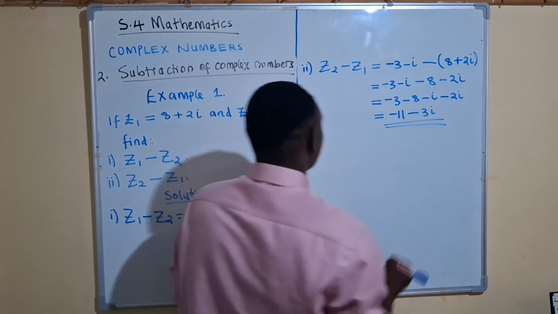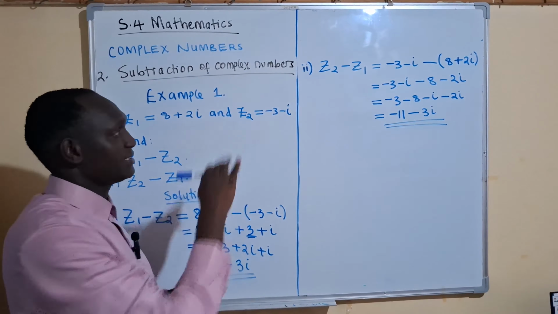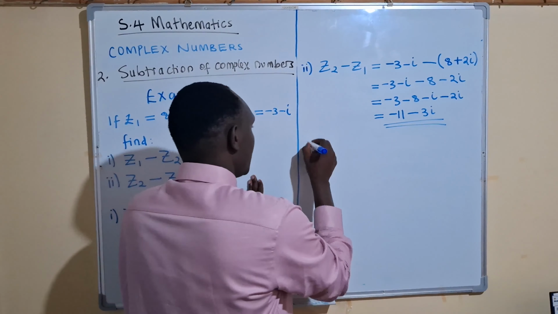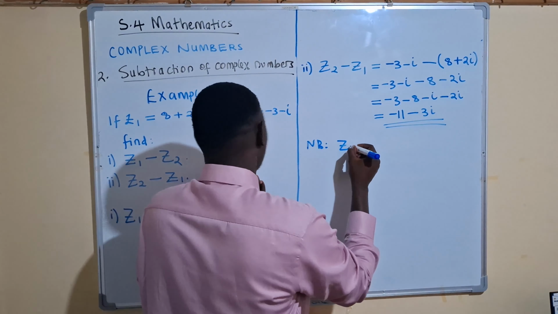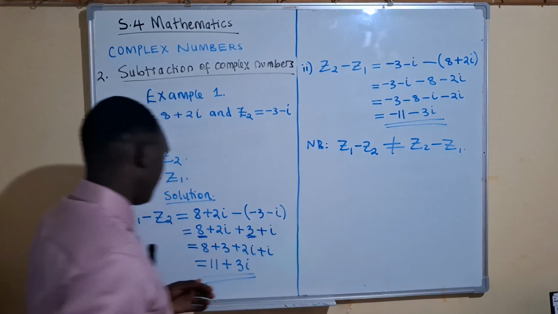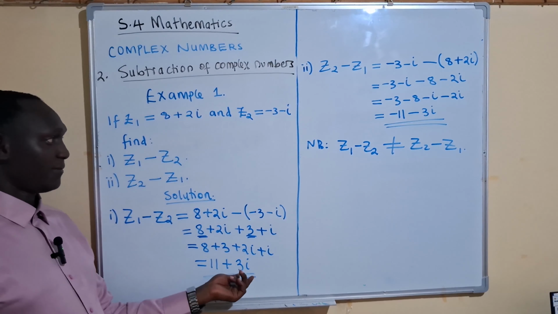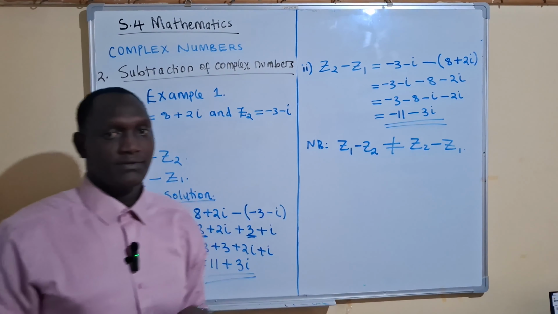So what have you noticed? Z1 minus Z2 is not the same as Z2 minus Z1. Let me just put it here as an NB. The first one is Z1 minus Z2 is not the same as Z2 minus Z1. As you can see, Z1 minus Z2, here we have positive 11 and positive 3i. But after changing it to Z2 minus Z1, we have here negative 11 and negative 3i.